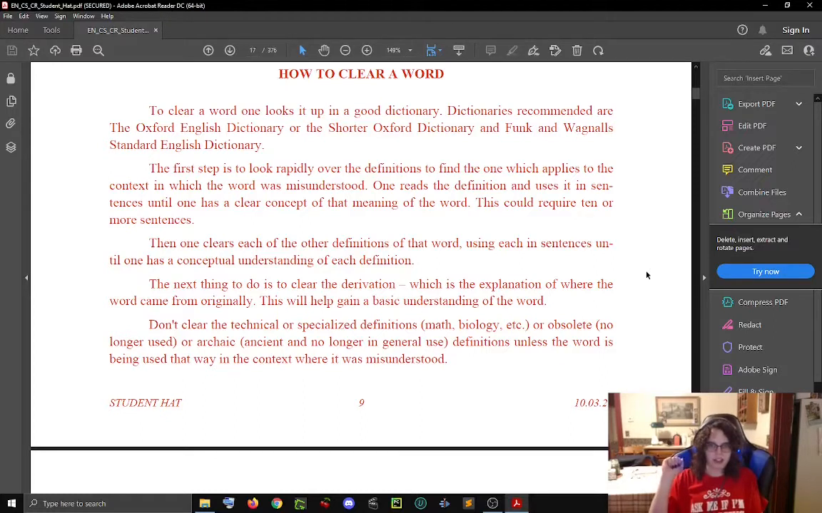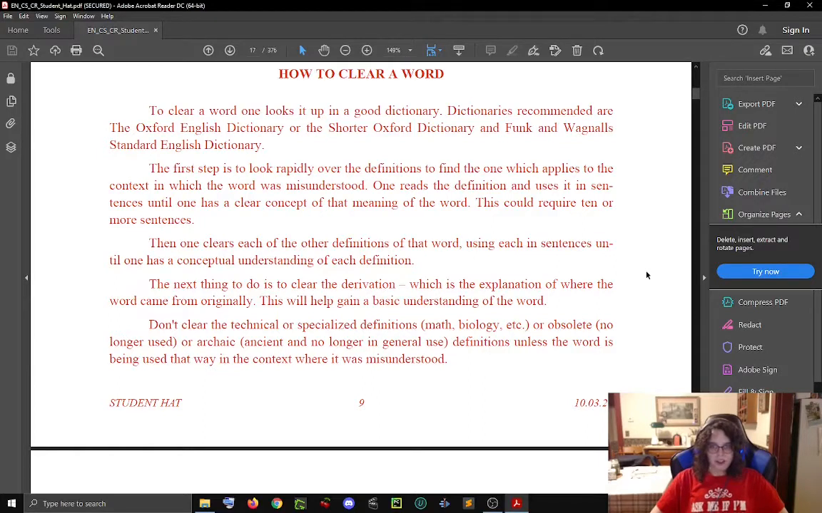understanding of each definition. The next thing to do is to clear the derivation, which is the explanation of where the word originally came from. This will help gain a basic understanding of the word. Don't clear the technical or specialized definitions, such as math, biology, etc., or obsolete, no longer used, or archaic, ancient, and no longer in general use definitions unless the word is being used that way in the context where it was misunderstood.